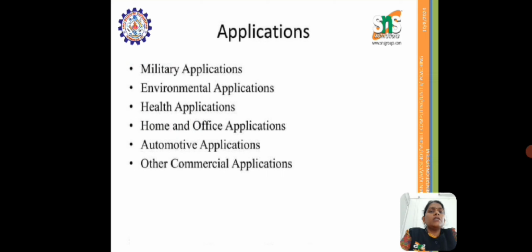These are a few applications of the wireless sensor network: military application, environmental application, health applications, home and office application, automotive application, and other commercial applications. Let us see the environmental application, how animals are protected from outsiders, how the data are transmitted, and how wildlife is protected. Let us see this in detail with the help of our team.